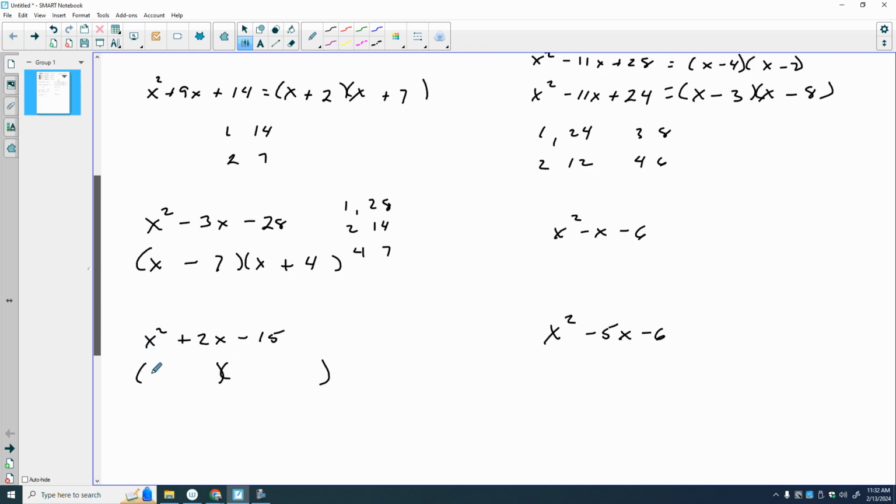What two things give me x squared? X and x. How do I get 15? 5. I don't want to jump to the answer. No, I will. 5 and 3. I want a positive, so this 5 is larger, so it's positive. My options were 1 and 15, 3 and 5. 15 minus 1 is not 2, 5 minus 3 is 2. And there's my combination. Hit pause, give it a try.